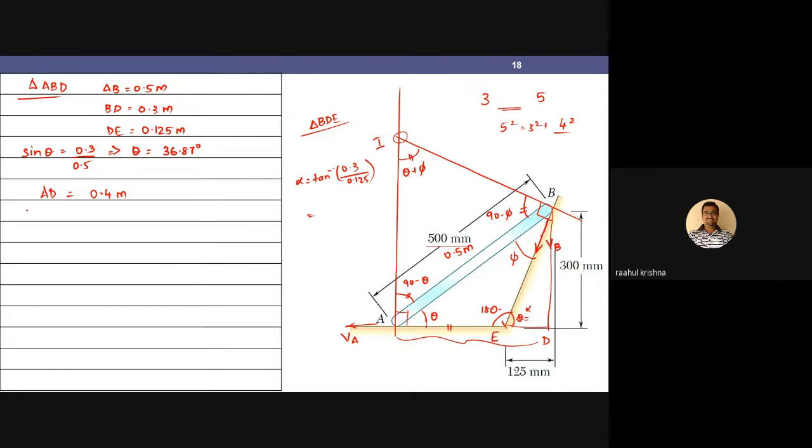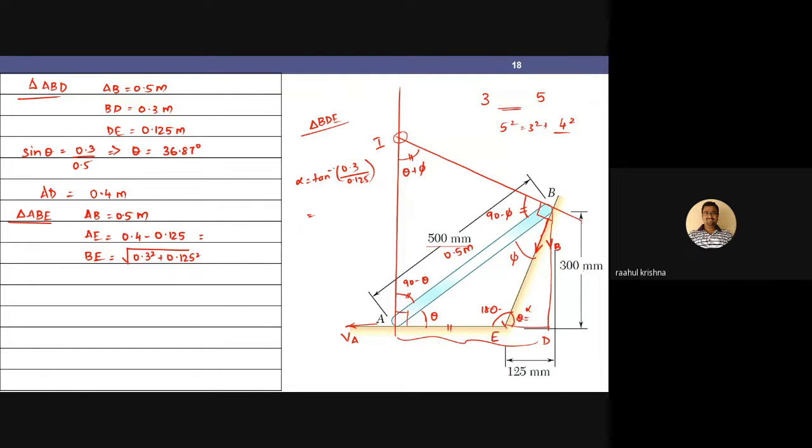Okay, so now in triangle ABE, what is length AB? 0.5 meters. What is length AE? 0.4 minus 0.125, correct? Yes sir. Then I have to find out the length BE. What is my length BE then? The length BE is the hypotenuse of the small triangle, right? So BE equals the square root of 0.3 squared plus 0.125 squared, right?